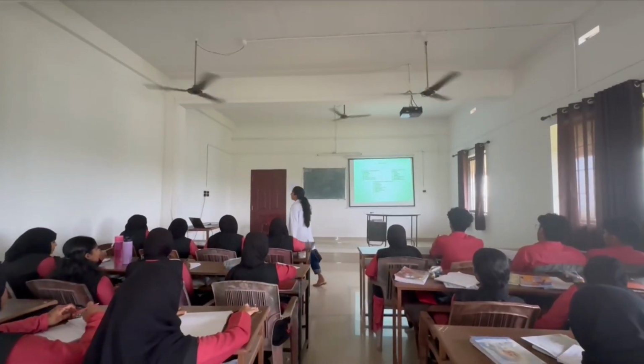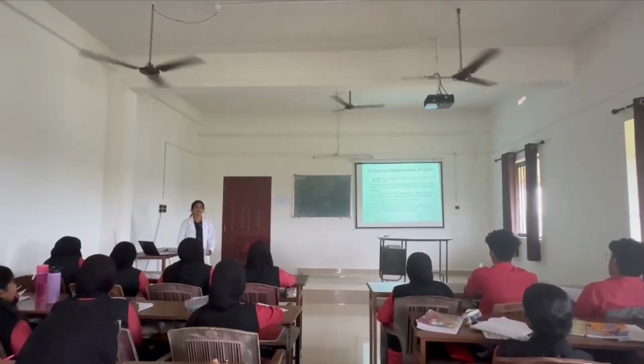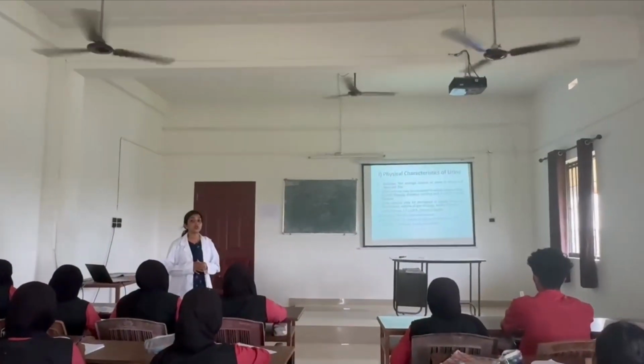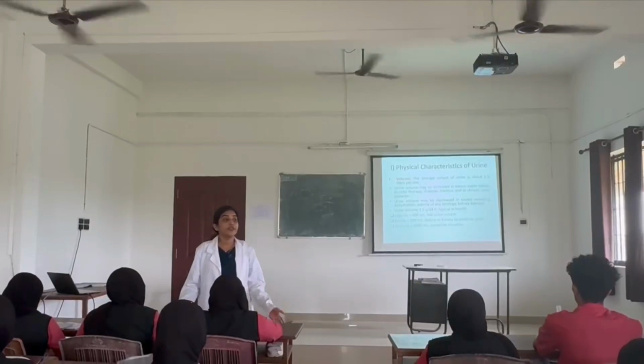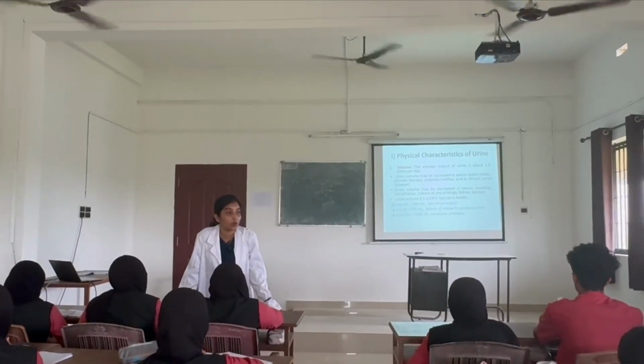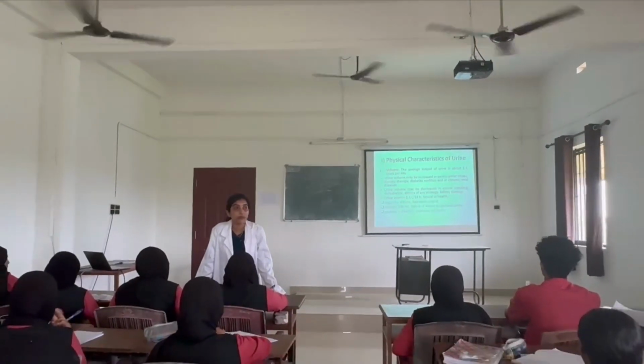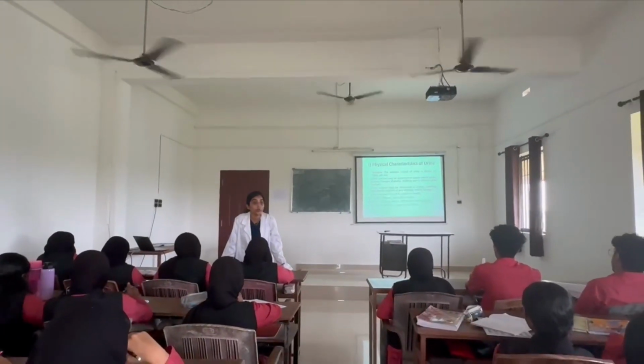So first we can see the physical examination. The physical characteristics of urine, in that the first one is volume. Taking a normal adult, what will the normal urine output be? 1.5 liters per day is a normal urine output.